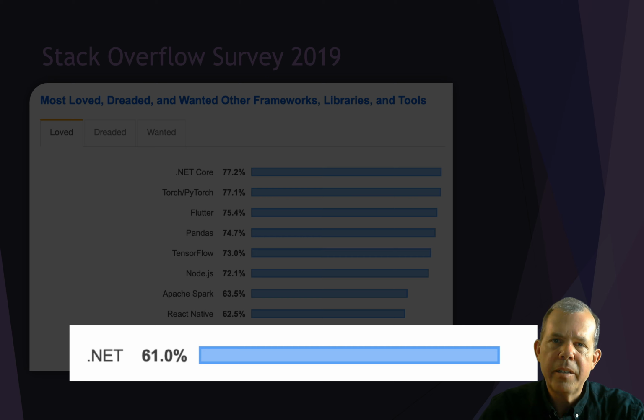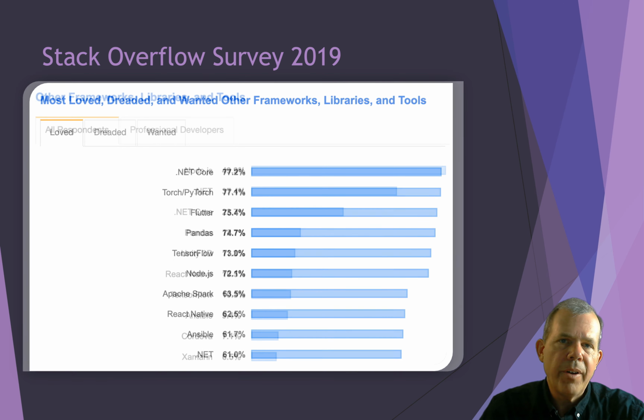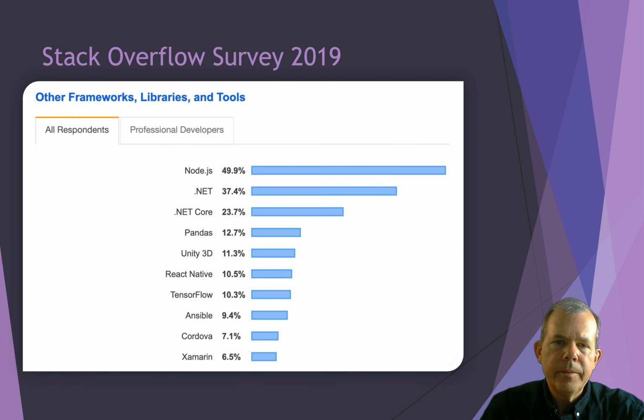So this is not the entire list. This is just like the top 10 or so. And so .NET shows up as a very popular kind of framework. You notice what's missing here is we don't see Java Spring or Java Enterprise, neither one of those. So .NET seems to have a strong following of loyal programmers.